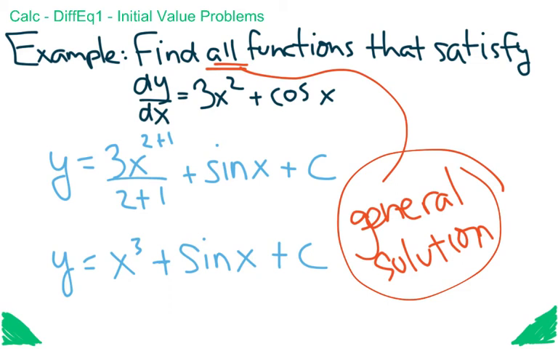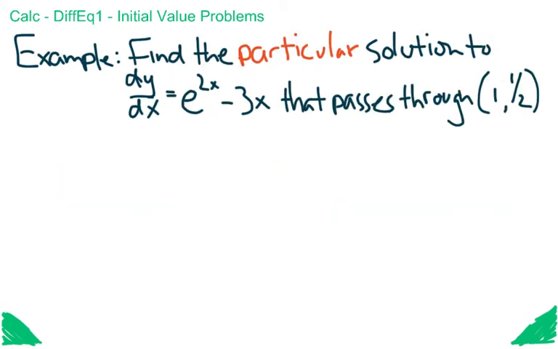We don't exactly know what that is. So if we were given an initial condition, like, oh, when x equals 4, y is 3, then we could plug that in and solve for c. And that's what we're going to do next. So we move from general to specific, or what we could call particular. So here we go. The main word here is particular. Find the particular solution to dy dx is equal to e to the 2x minus 3x. The initial condition says the graph of the solution passes through 1 comma 1/2.